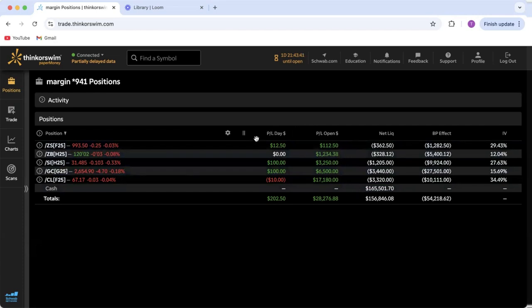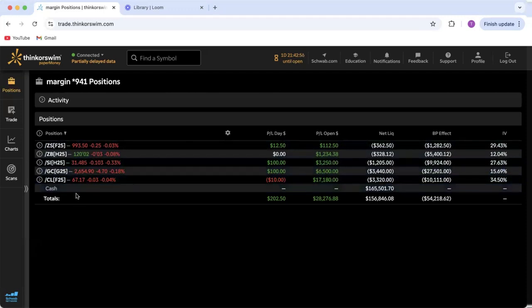If you slide over to where it says PL day amount, it's showing I'm down $10. You see the negative 10. So in crude oil, I'm down $10 today in dollar amount. Now the next column, PL open dollar amount, is since I put those positions on and they've been open, where I stand in terms of profit and loss in dollars. Net liq and BP effect, we'll talk about later, but we'll start right here.